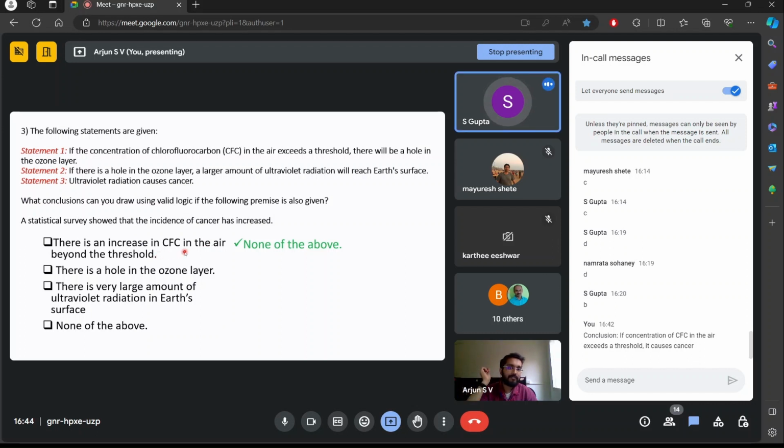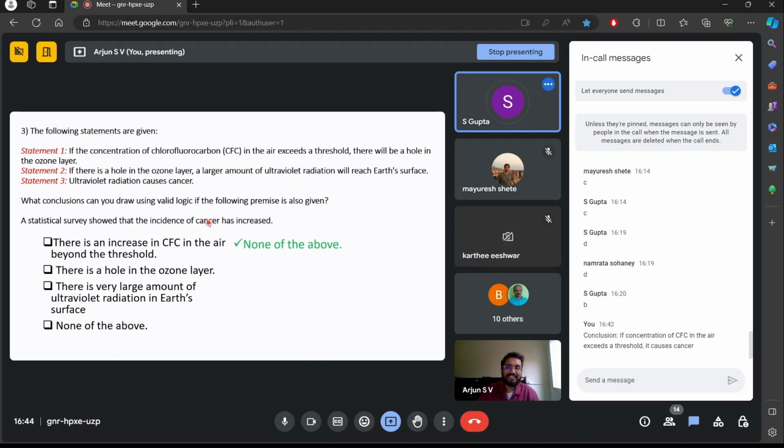Sir, what about the third option? This is directly related to the cause of cancer. No, the third option is also the same. Instead of this conclusion, just take statement 3 as the conclusion and then consider this premise. UV causes cancer, A causes B, and we have B. Once again, it does not necessarily mean that it is caused because of A. Right, sir. Thank you, sir.